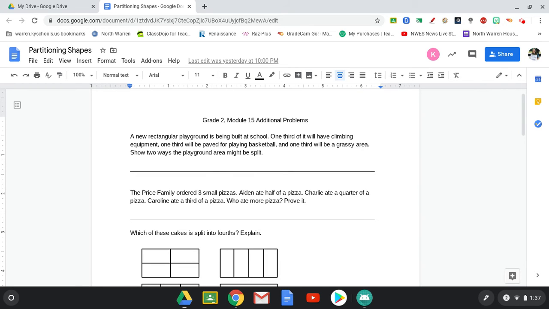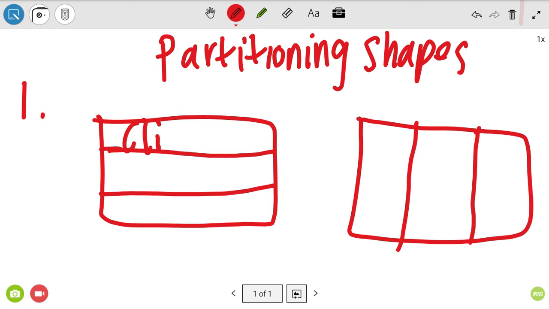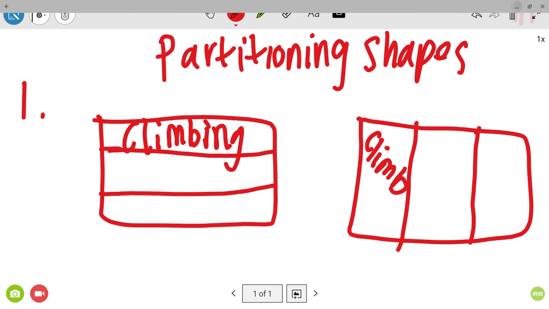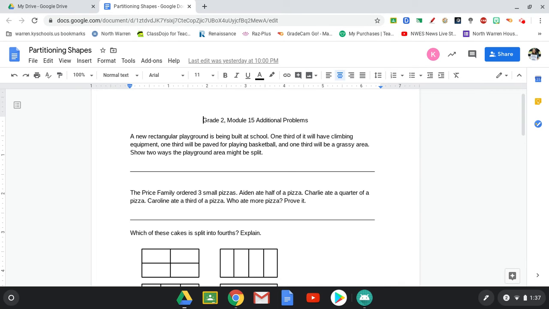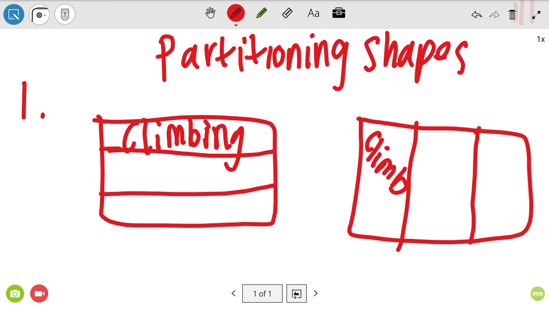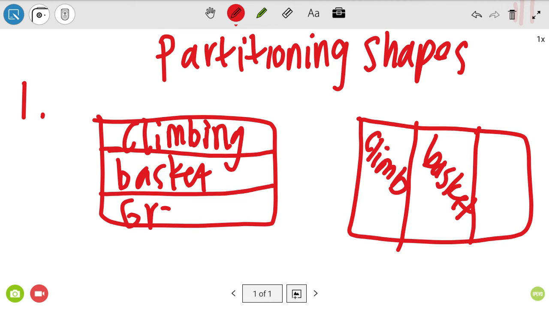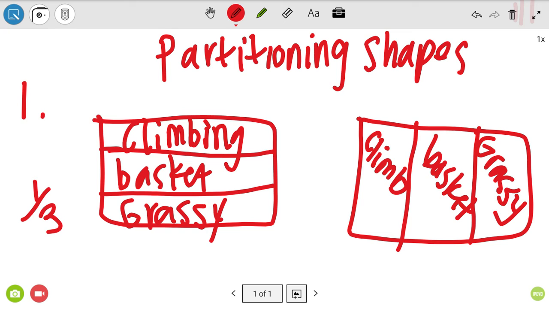And if I go back, one area is going to be climbing, so I could label this one climbing, or this one climbing. The other area is going to be basketball, and then the last one's going to be grassy. So I could put basketball right here, and then grassy area right here. So you created 2 different ways to show that this is partitioned into thirds, 3 equal parts. Okay?